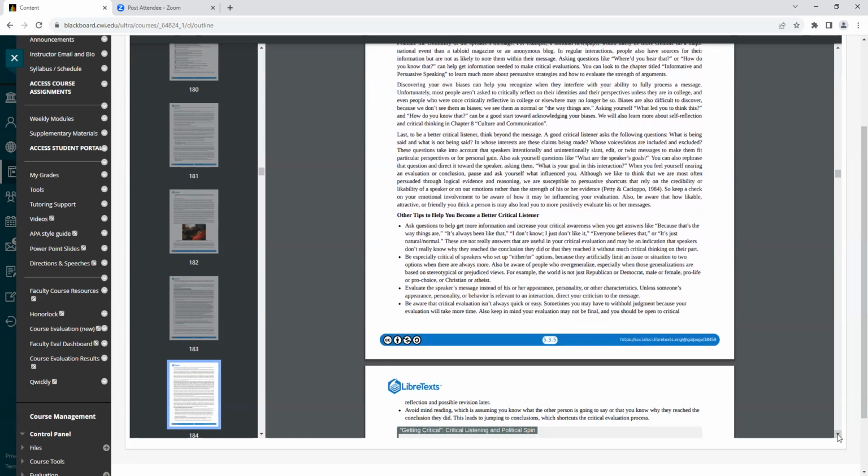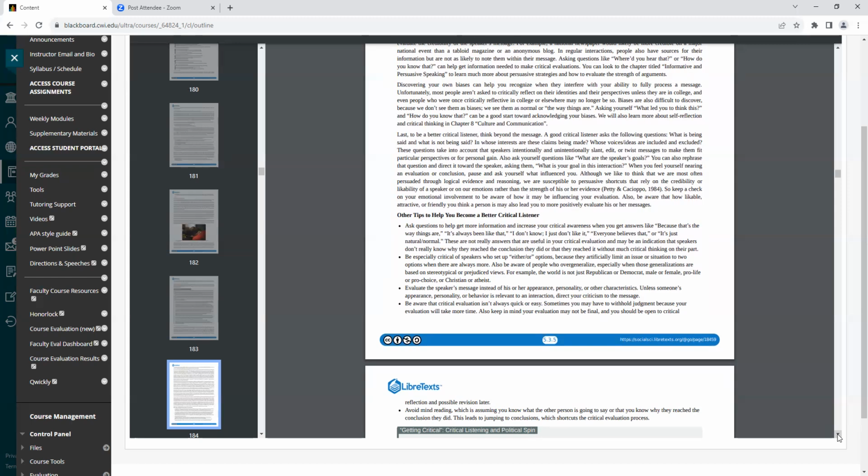Discovering your own biases can help you recognize when they interfere with your ability to fully process a message. Unfortunately, most people aren't asked to critically reflect on their identities and their perspectives unless they are in college. And even people who were once critically reflective in college and elsewhere may no longer be so. Biases are also difficult to discover because we don't see them as biases. We see them as normal or the way things are.